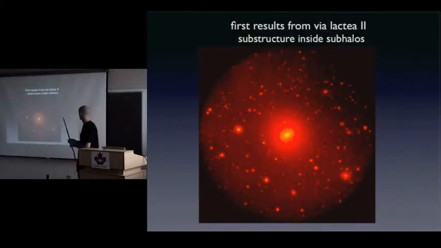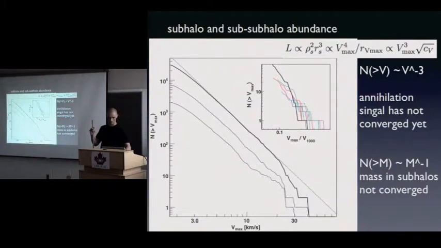So this just shows one of the larger subhalos in this simulation, out to its tidal radius. And it looks like one of the clusters I've shown earlier. A cluster with a few million particles looks just like that. So within the subhalos, you have subhalos again. It's like one of these Russian dolls: you open them and then you find another one inside.